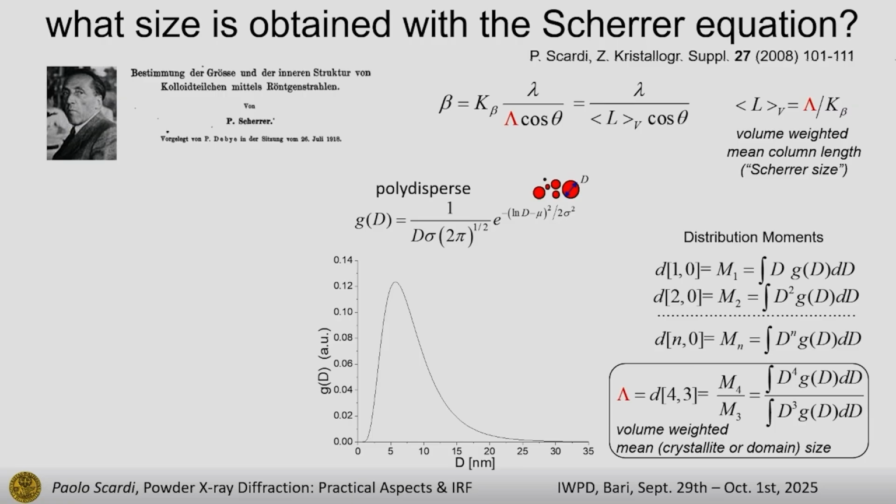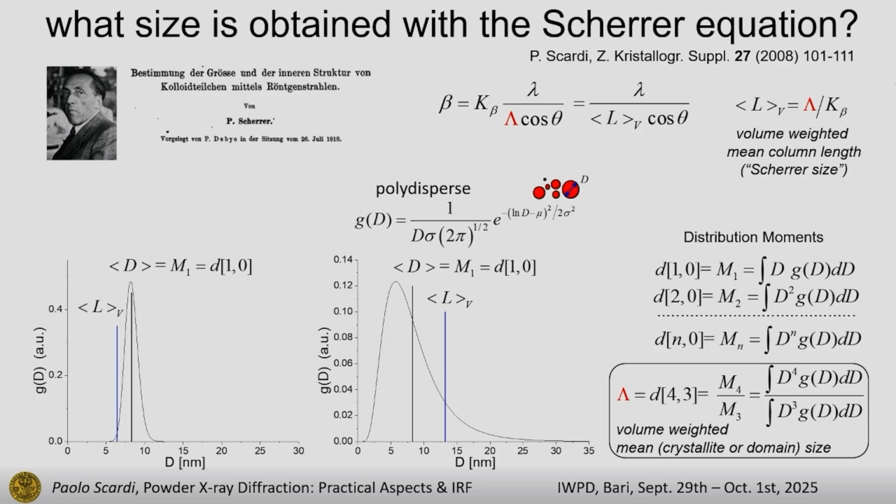So you see, things are complicated because now the shape of the distribution has an effect on the meaning of the size you are measuring. Let me show you a practical example. Now, with this distribution, the mean, which maybe you would like to compare with other techniques, microscopy for one, is smaller than L vol because the distribution is skewed to larger sizes.